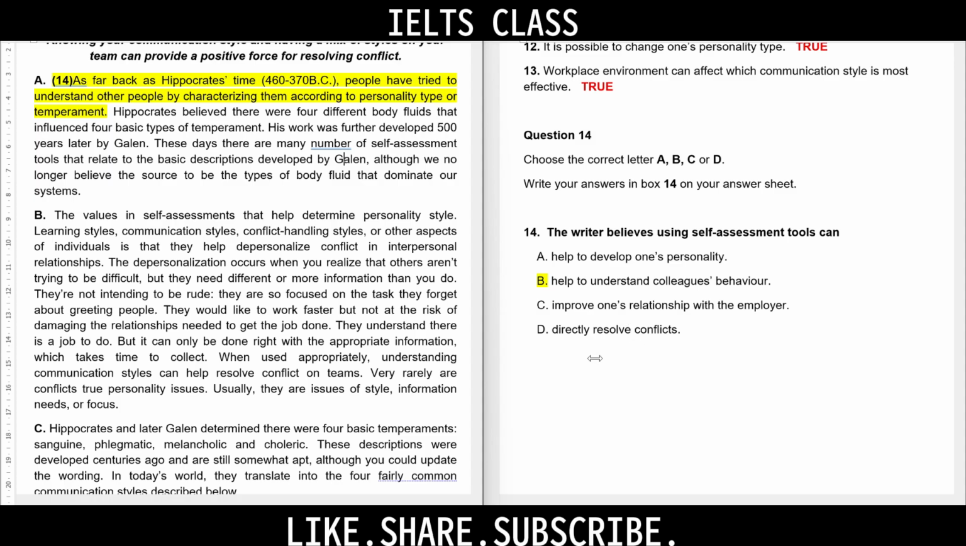So the answer of the MCQ would be B. The writer believes using self assessment tools can help to understand colleagues' behavior.